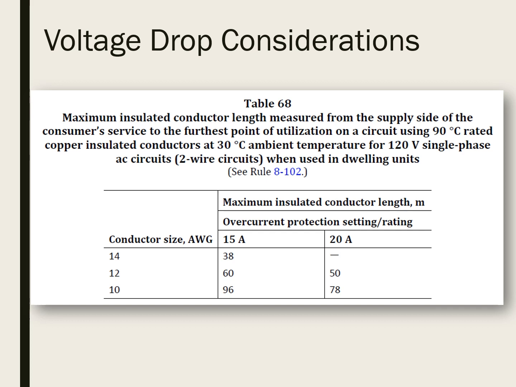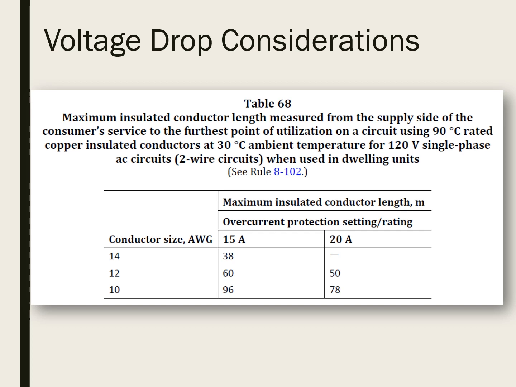We're going to take a look at Table 68 to determine if and when we need to upsize our wire. Table 68 takes into account the voltage drop considerations of any wire up to a certain degree. If we're going to use a 14 gauge conductor, for example, we can put that on a 15 amp circuit as long as that circuit does not exceed 38 meters. If it does exceed 38 meters, we have to upsize the wire to number 12 gauge conductor, and now that is good up to 60 meters. If we exceed 60 meters, then we have to upsize it again to number 10 gauge conductor.